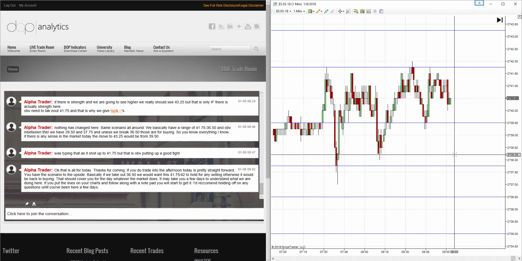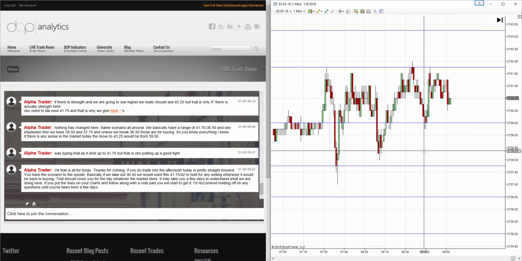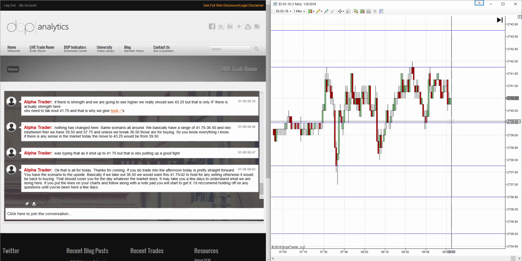It may take you a few days to understand what we are doing here. If you put the lines in your chart just like I've done, it's not difficult, and you just follow along with a notepad, you'll start to get it. I said this in the beginning, this is very repetitive. We do the same thing every single day. This note-taking sounds maybe even bizarre to some of you, but you're just going to have to trust me. This is a really effective way to do this because there's a sequence. It's kind of like a padlock.